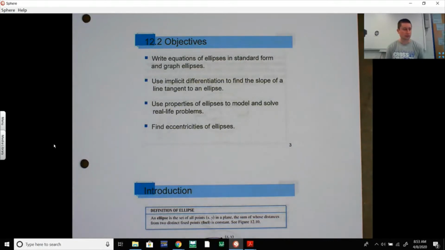Remember, a conic section is developed by taking two cones, putting them point to point. It's called a double napped cone. An ellipse is when you have a plane going through that at an angle.